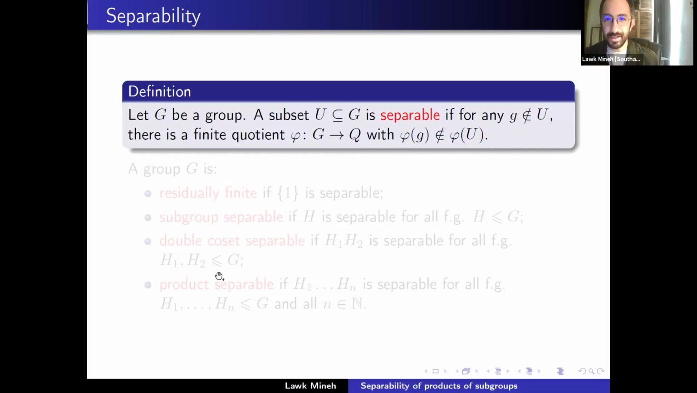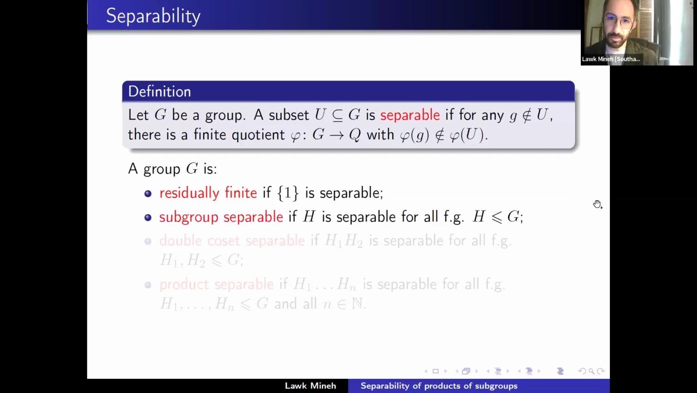And there's this list of increasingly strong separability properties that whatever group you're working with could have. It starts with residual finiteness. This is essentially the weakest separability property you might ask for, and it says that the trivial subgroup is separable. So this is like saying you can distinguish any two elements in the group in finite quotients.